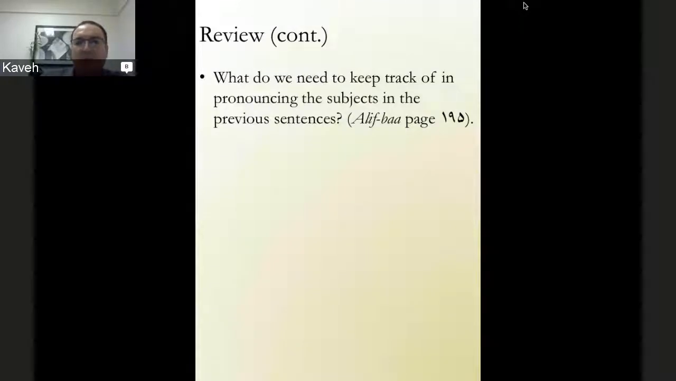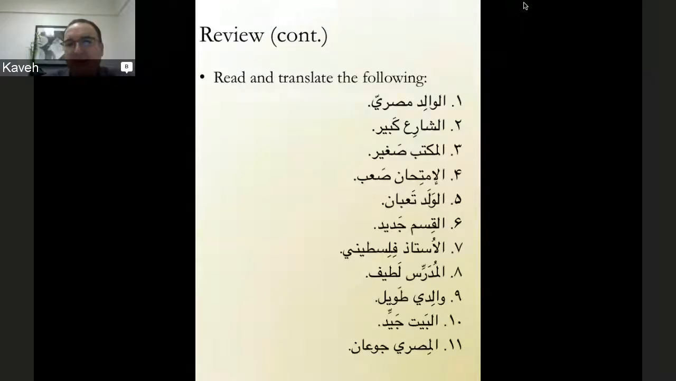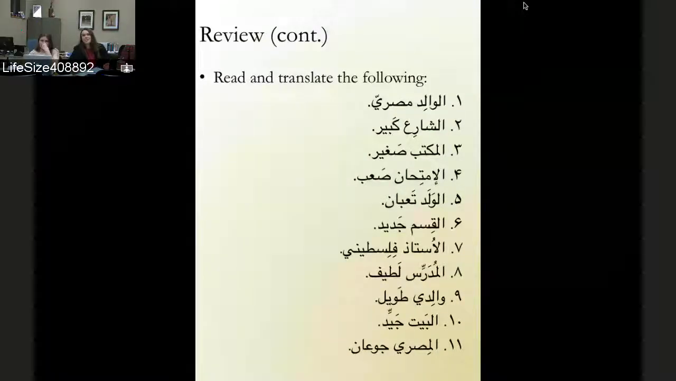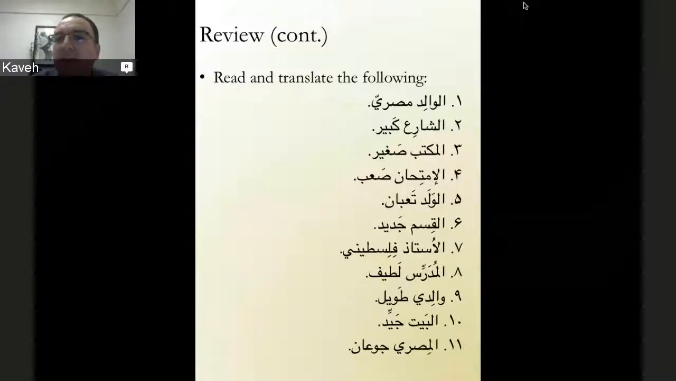All right. So if we go back, I just had a question for you. What do we need to keep track of when, for instance, we say Al-Walid Misri, number 1, the father is Egyptian, versus number 2, Ash-Shari' Kabir? In the first word, we have to keep track of the letter that happens after the alif lam. What is that concept called? The Shamsi and Qamari letters. Excellent, right? The Shamsi and Qamari letters. Does everyone know about those? Yes. We're happy, right? Waw happens to be which one? A Shamsi or a Qamari letter? Waw is, of course, a Qamari, right? It's the moon letter. That's why we pronounce the lam. Al-Walid Misri. Is everyone happy with that?